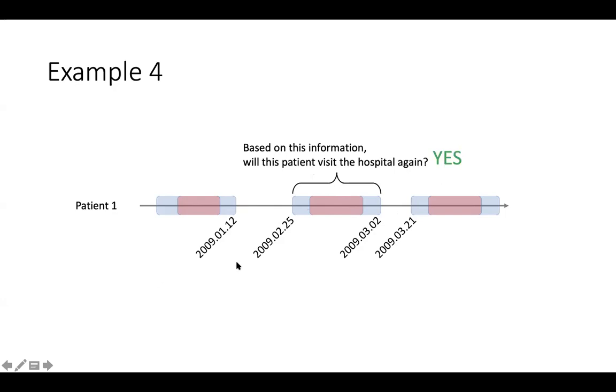So even with the same patient, we could construct two training samples with different outcomes. If we use this time window, the outcome would be no. But if we use this other time window, the outcome would be yes.